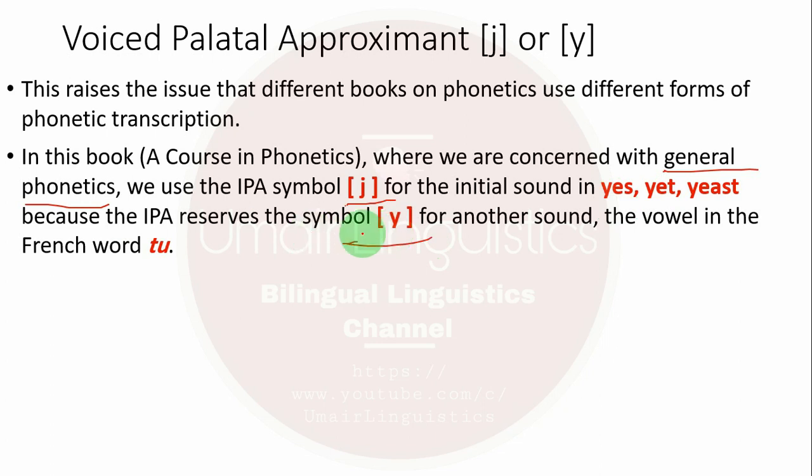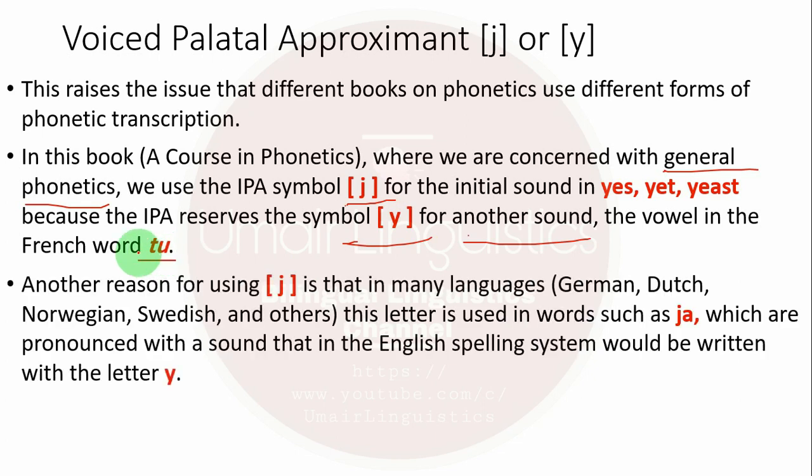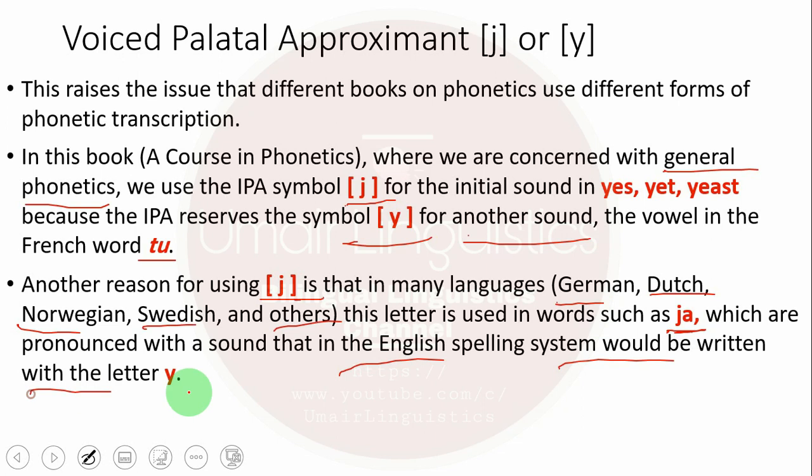However, IPA uses this symbol as well, but it is used for another sound, and usually this symbol is used for the vowel in the French word, I don't know how to pronounce this word, but it is used in French as a vowel. And another reason is that in many languages, like German, Dutch, Norwegian, Swedish, and others, this letter is used in words such as this one, yeah, which are pronounced with a sound that in the English spelling system would be written with the letter Y.